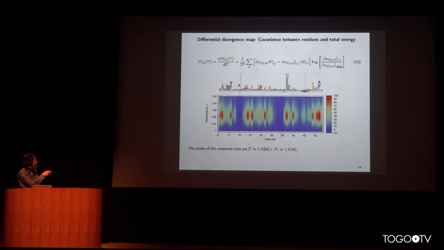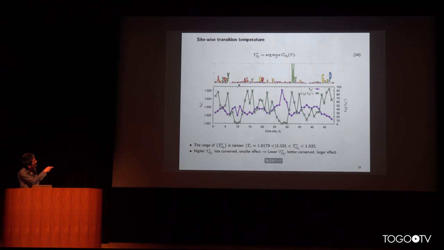And if you plot the transition temperature for each site like this, taking the peak temperature, we will find this curve. In summary, this shows that less conserved sites have a high transition temperature, and better conserved sites have a lower transition temperature. So this means that as you decrease the temperature, less conserved regions establish their distribution first. Then that proceeds to increasingly better conserved regions. And more conserved regions like this and this are formed in the later stage.